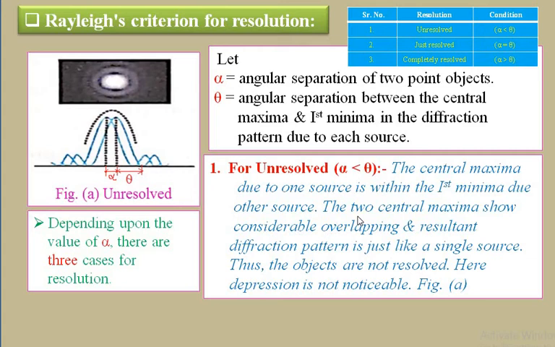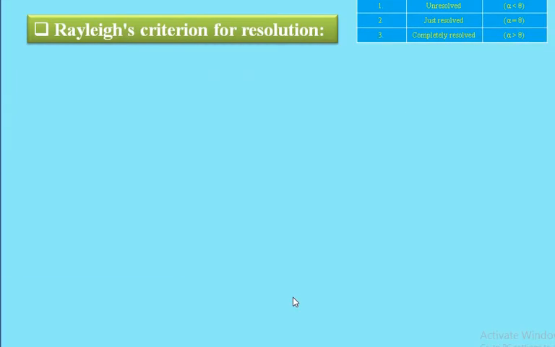The two central maxima show considerable overlapping. See the diagram. The two central maxima show considerable overlapping, and the resultant diffraction pattern is just like a single source. Thus, the objects are not resolved. Here, the depression is not noticeable.